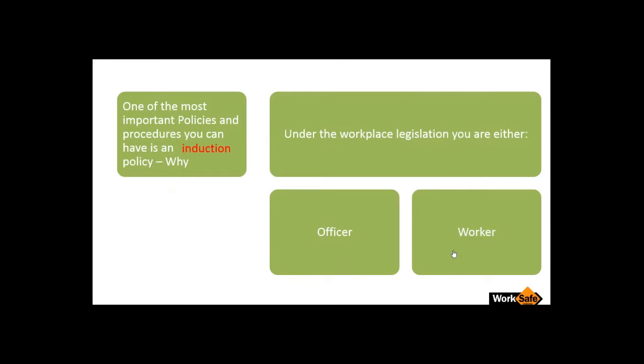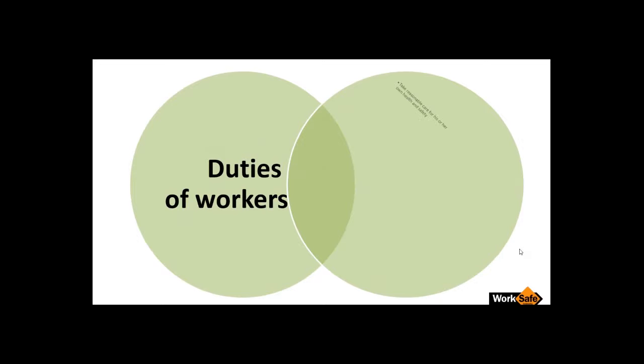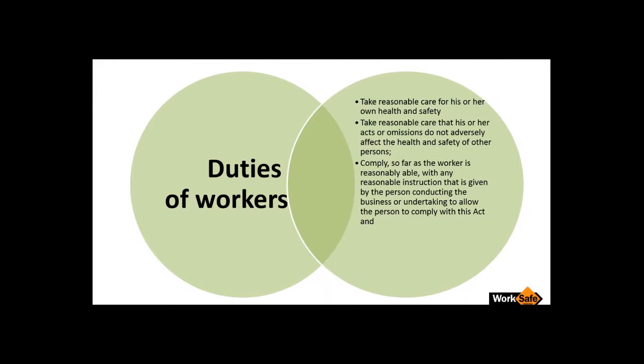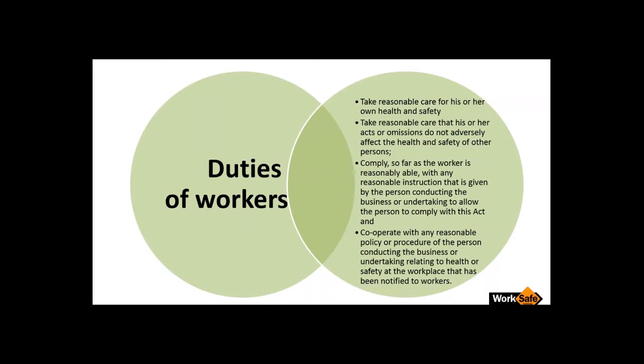So what are the responsibilities of a worker? Well, as a worker, what you need to do is realise that you've got to take care of your own health and safety. So that hasn't changed much from the previous act, and make sure that whatever you do doesn't affect the health and safety of other people around you. So that's pretty much the same as what the previous act indicated. And then they need to comply, as far as reasonably able, with any reasonable instruction given by the person conducting the business or undertaking to allow them to comply with the Act, and also cooperate with any reasonable policy or procedure that's put in place. So these last two dot points are new, and it makes it very clear that a worker has a responsibility to comply with whatever you put in place to manage your workplace health and safety.